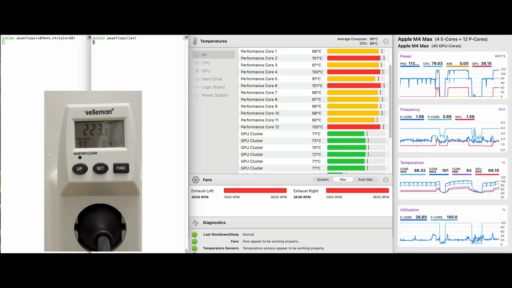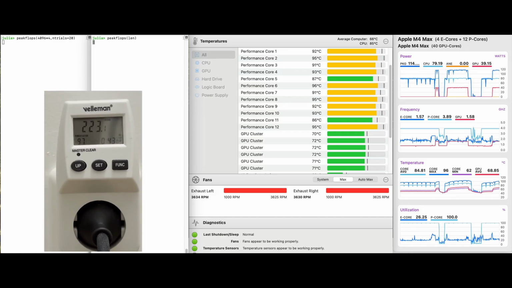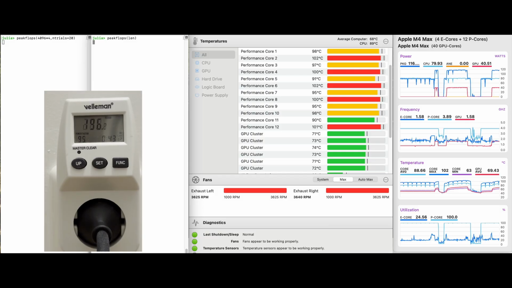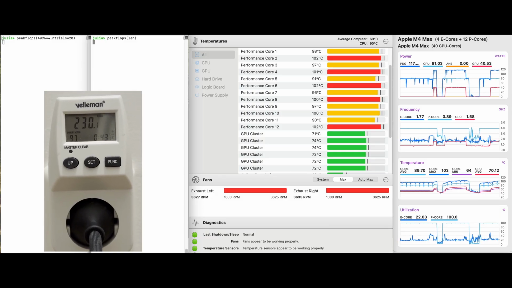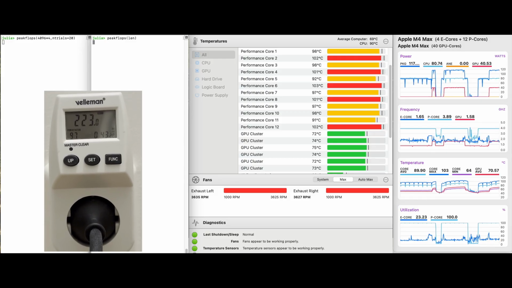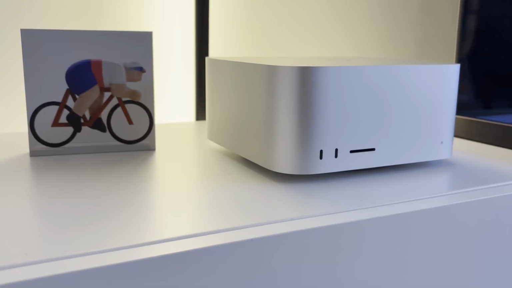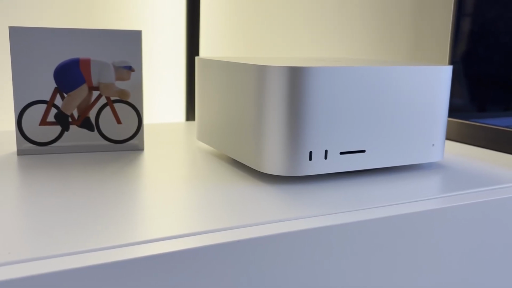Hi guys! In the last video I showed you how it is possible to get the Mac Studio M4 Max to thermal throttle even with the fans on maximum settings. Since then I found a much better way to stress the GPU. The implications are potentially profound. They might explain why Apple did not come out with an M4 Ultra.